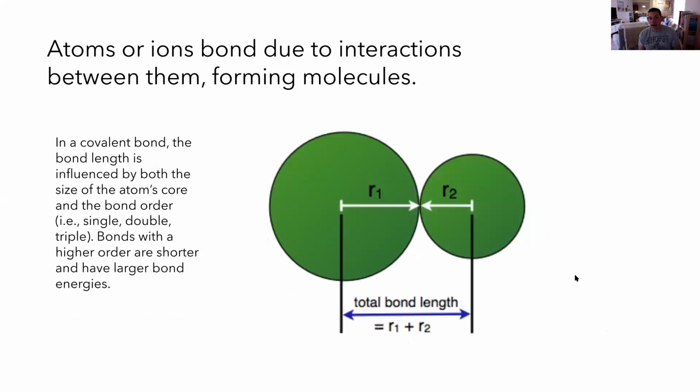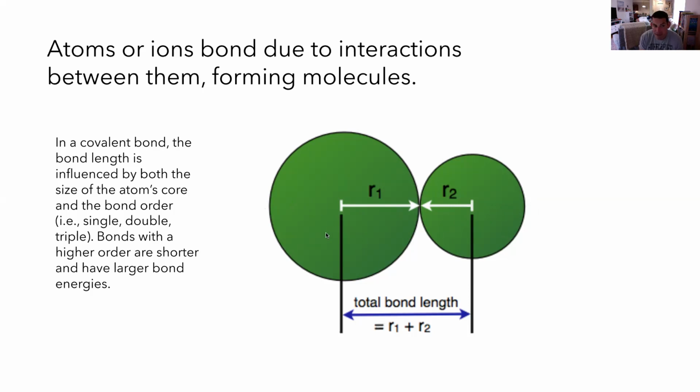Now, bond length is measured between two atoms. What we're trying to find in the bond length is the distance from one nucleus to another. Sometimes they take the entire distance and then divide it in half, right? Assuming that that's just half of the molecule.